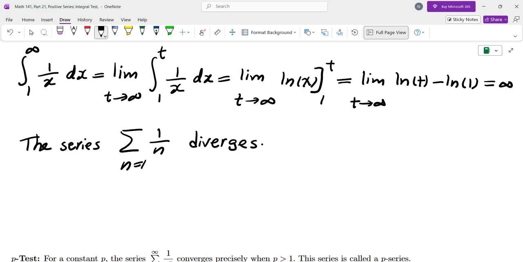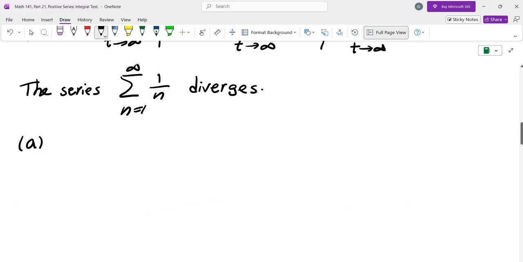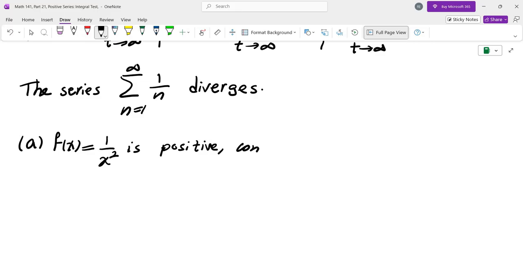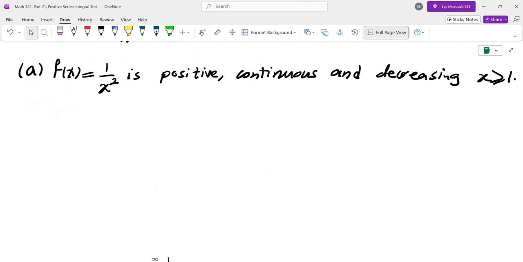Now let's look at the second example. The second example is very similar. It is 1 over n squared. So the function is 1 over x squared. This is also positive, continuous, and decreasing, but we would have to avoid 0. So it would be x greater than or equal to 1 because n starts from 1 to infinity. So this is a decreasing, continuous, and positive function. So we are going to integrate this from 1 to infinity and see what we get.